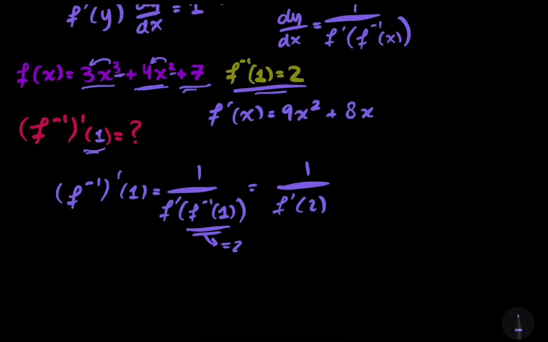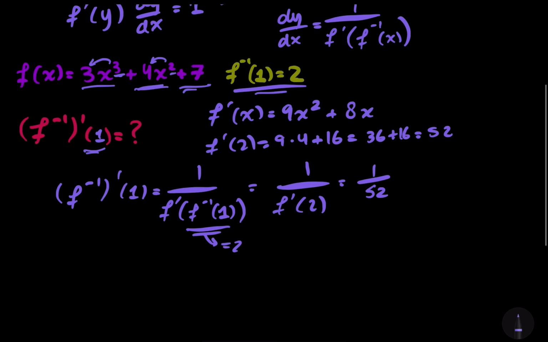Then we just have to find what f prime of 2 is. Substituting 2 for x, we get 9 times 2 squared, which is 36, plus 8 times 2, which is 16. 36 plus 16 is 52. I hope that's correct; my arithmetic is not very good. So f inverse prime of 1 is equal to 1 over 52. Remember that we have to take the reciprocal at the end. That would be our final answer.